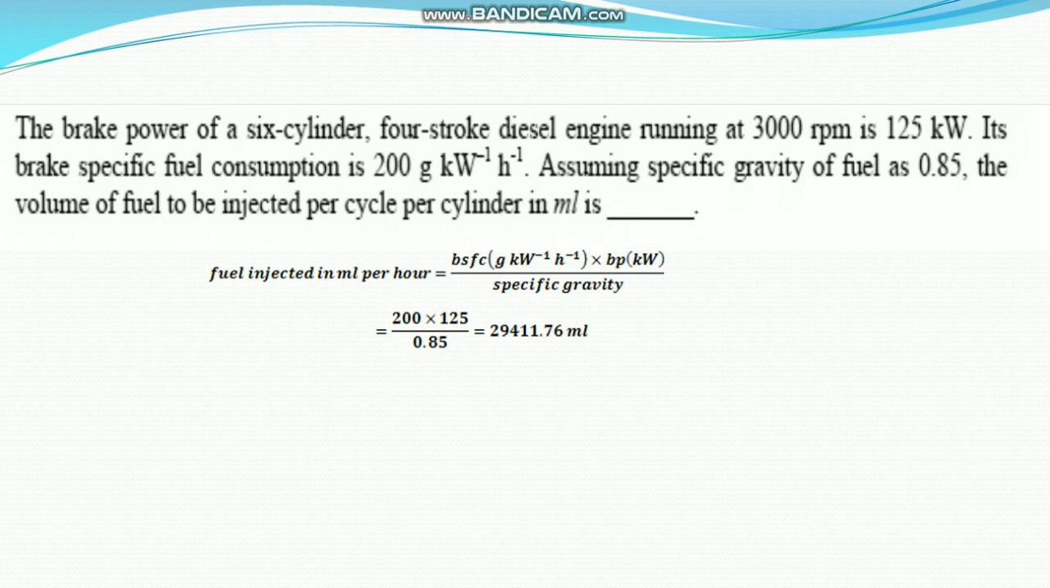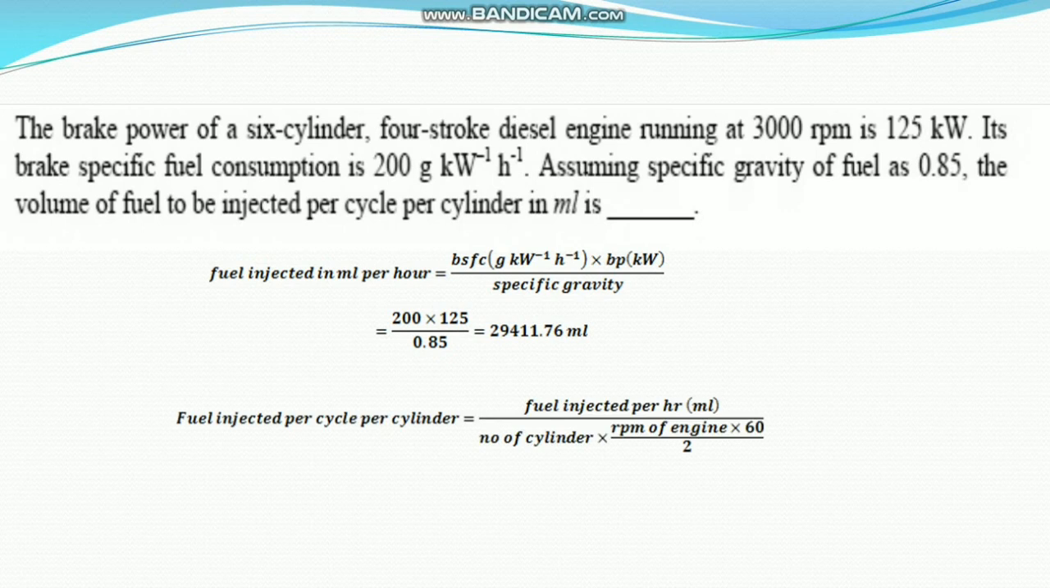You have to inject the fuel into 6 cylinders, and at the same time there are 3000 rpm, meaning there will be 3000 rotations, that means the number of cycles will be 3000 divided by 2. Therefore, the fuel injected per cycle per cylinder will be equal to the fuel injected per hour, which we already calculated, that is 29,411.76 ml.